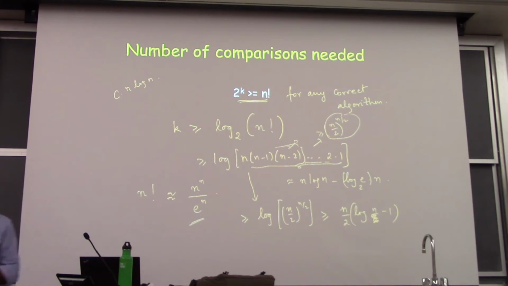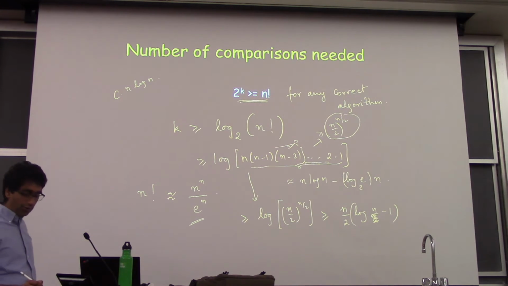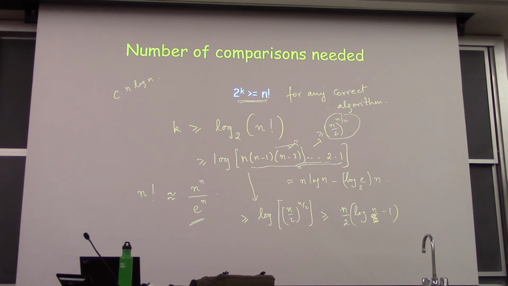Sorry, in the bottom right hand corner, that scribble, is that just n by 2 times log n minus 1? Yeah, I wrote initially log of n over 2, and log of n by 2 is basically log n minus log 2. Log 2 is 1, so yeah.